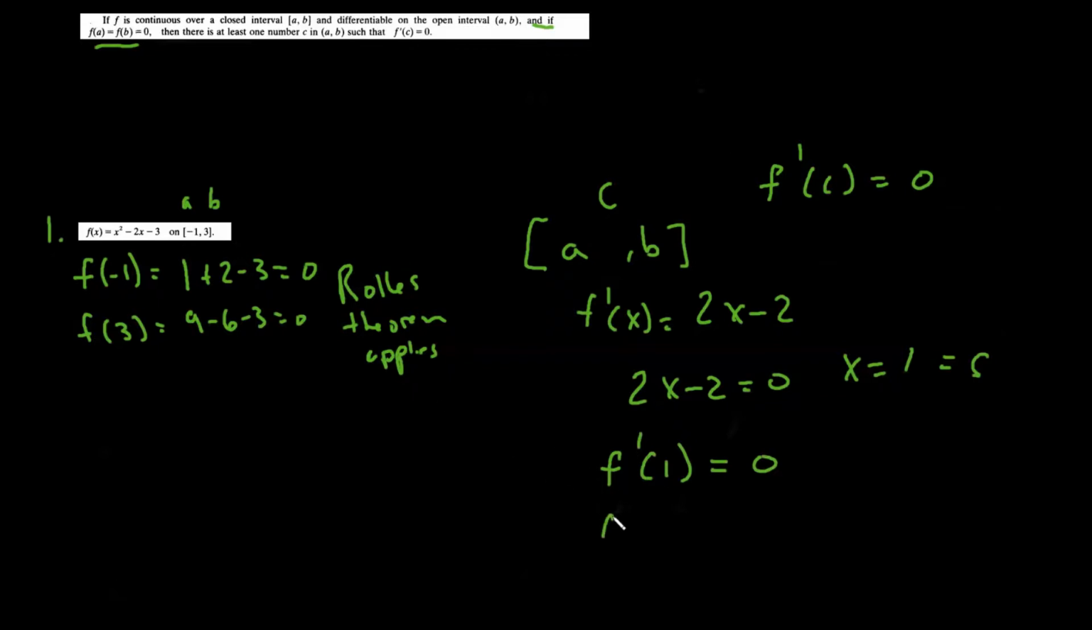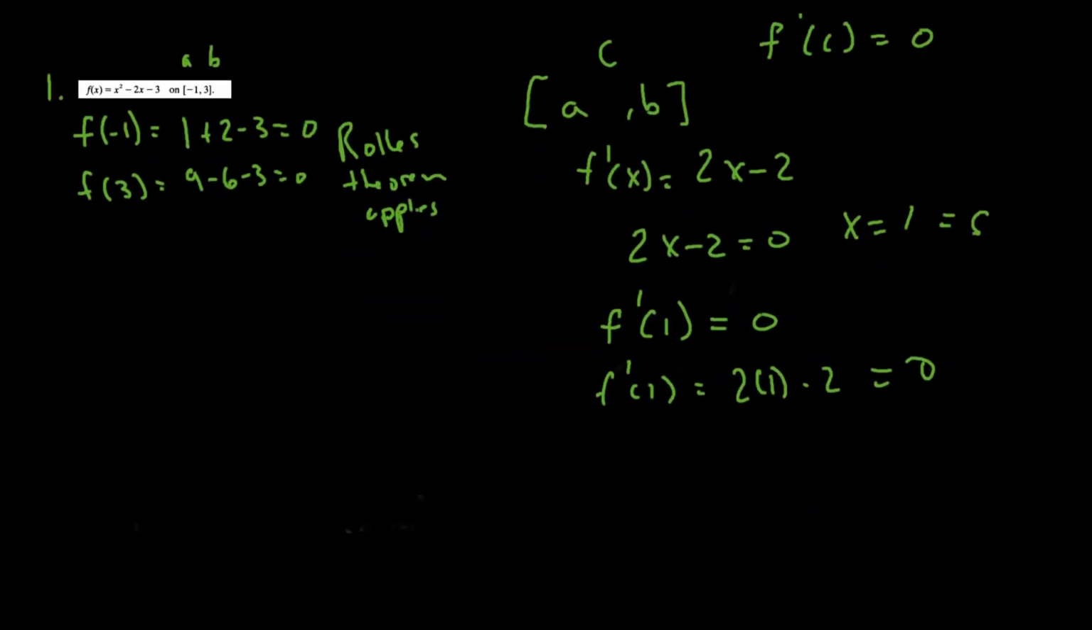So let's test that out. Plugging it into 2x minus 2, we get 2 times 1 minus 2 equals 0. So Rolle's theorem applies to this function, and we showed that there was a value c, that f prime of c equals 0. So let's move on to the next question.